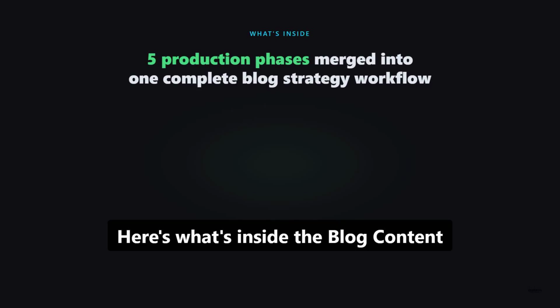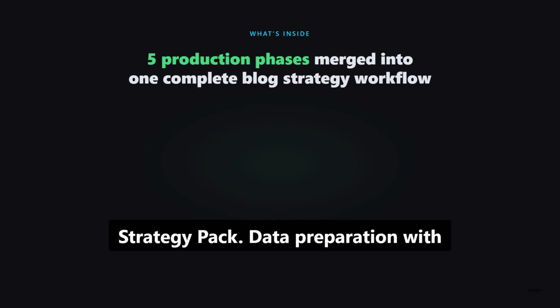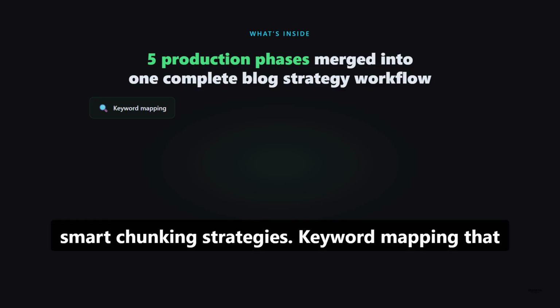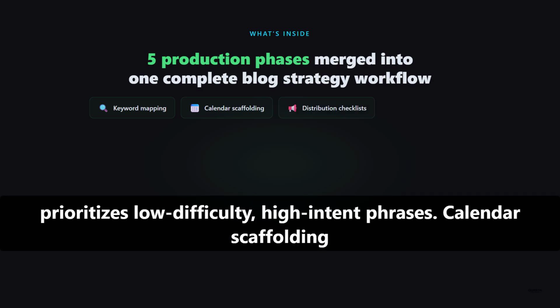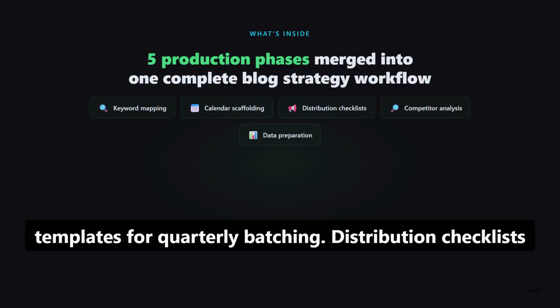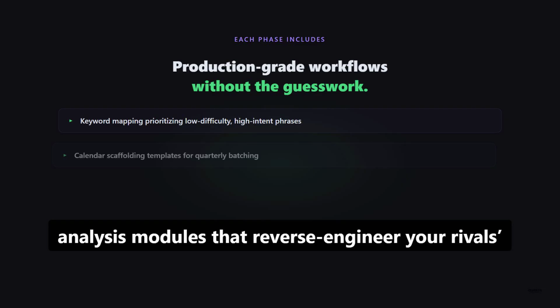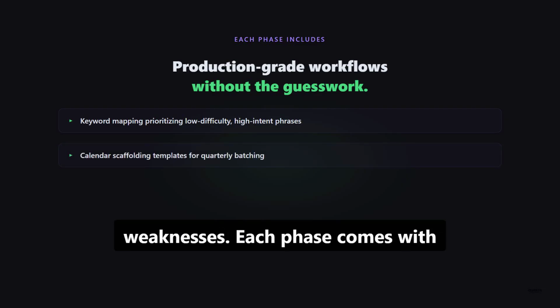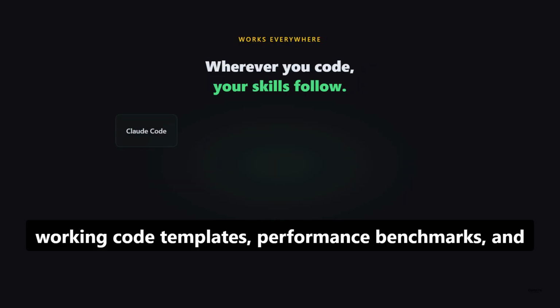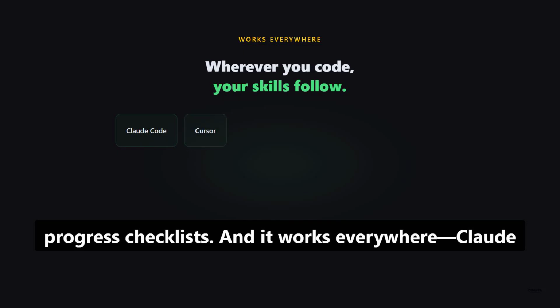Here's what's inside the blog content strategy pack: data preparation with smart chunking strategies, keyword mapping that prioritizes low difficulty, high intent phrases, calendar scaffolding templates for quarterly batching, distribution checklists automating cross platform syndication, and competitor gap analysis modules that reverse engineer your rivals' weaknesses. Each phase comes with working code templates, performance benchmarks, and progress checklists.